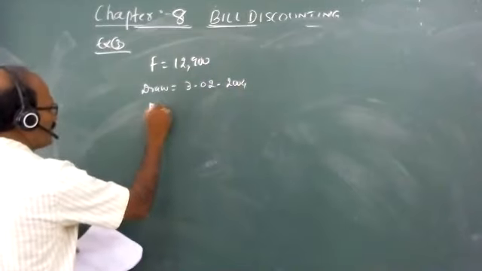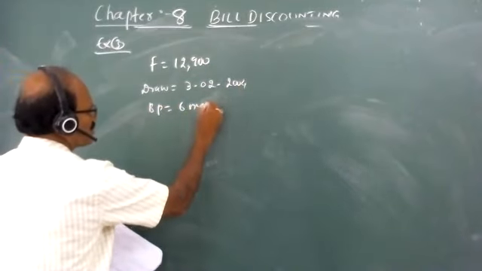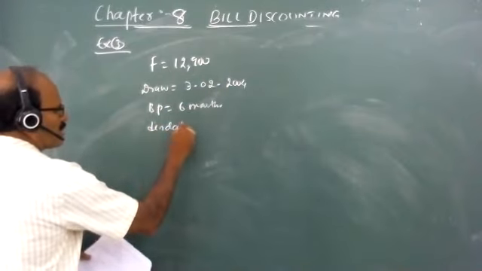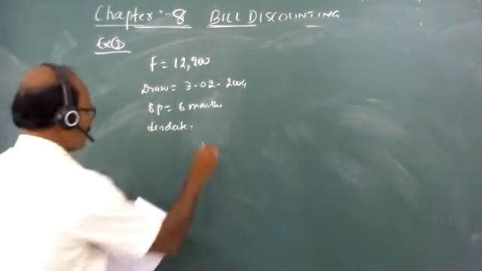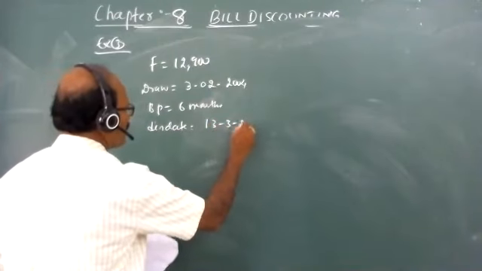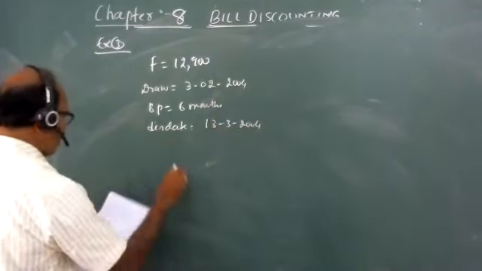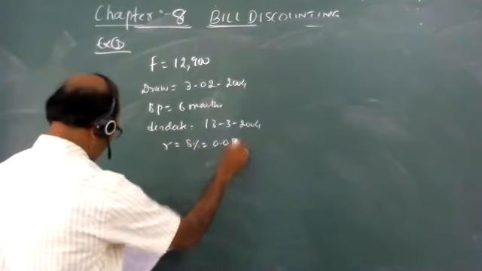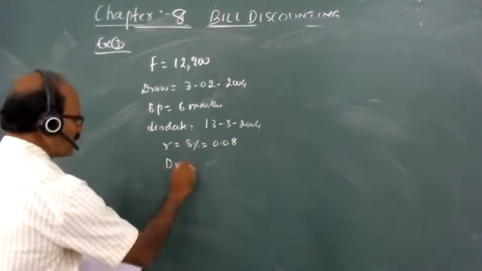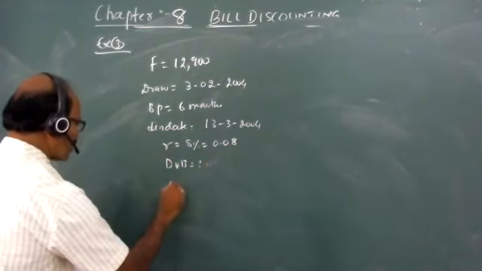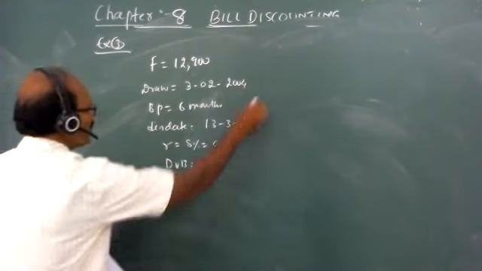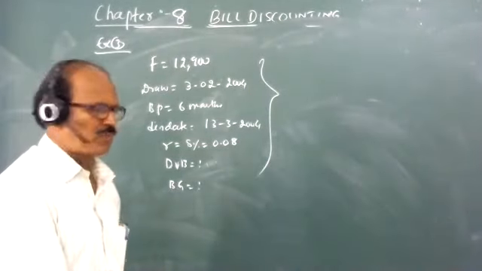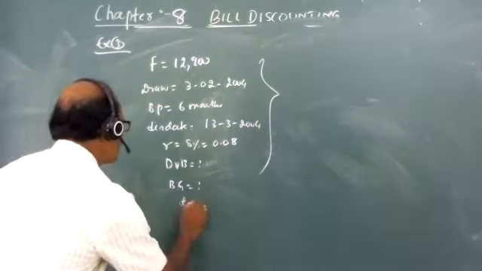2004. Bill period 6 months, and discount date is 13th March 2004. R is equal to 8%, that is equal to 0.08. You want to calculate discount value and also calculate BG. Is that the data? Now, to calculate discount value and BG, we require T.